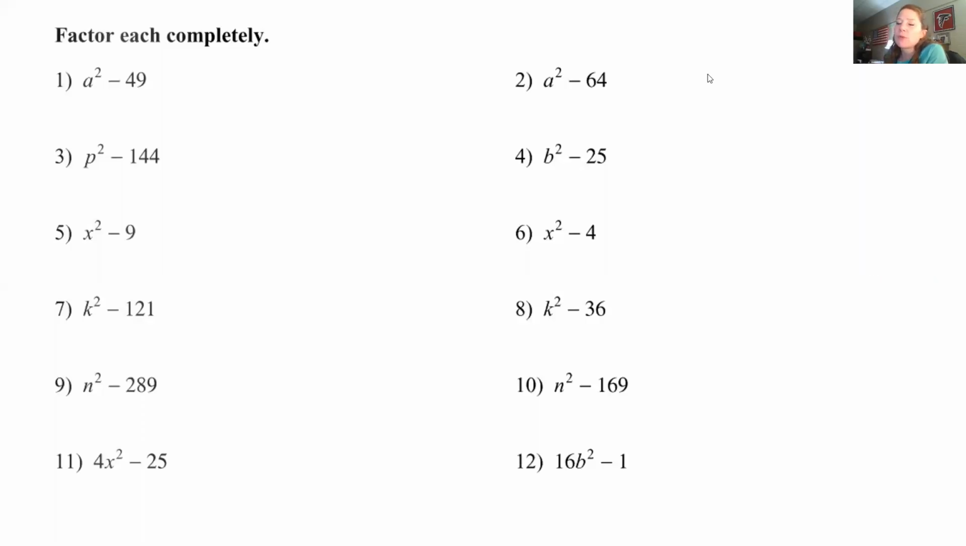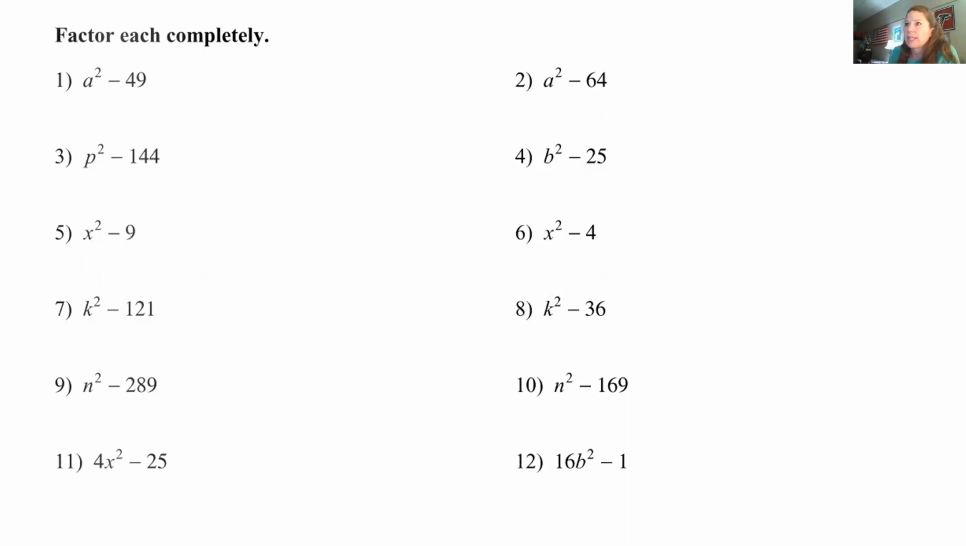Hey guys, I wanted to talk to you real quick about a special type of factoring, and it's when both of your terms are perfect squares and there's a minus sign between them. All of these on the screen are examples of difference of squares.